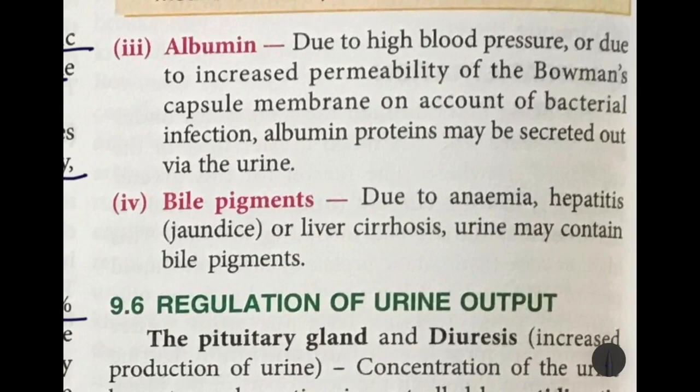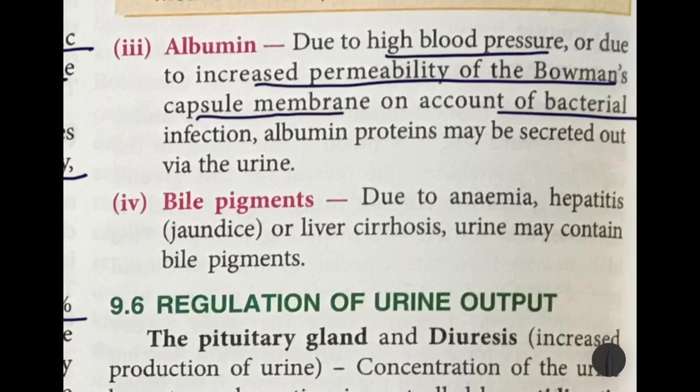Next, if a person has high blood pressure or increased permeability of the Bowman's capsule. Remember, in the Bowman's capsule, proteins do not go with the glomerular filtrate. So due to high blood pressure, or due to increased permeability of the Bowman's capsule membrane on account of bacterial infection on the membrane, albumin proteins may be secreted out through the urine.